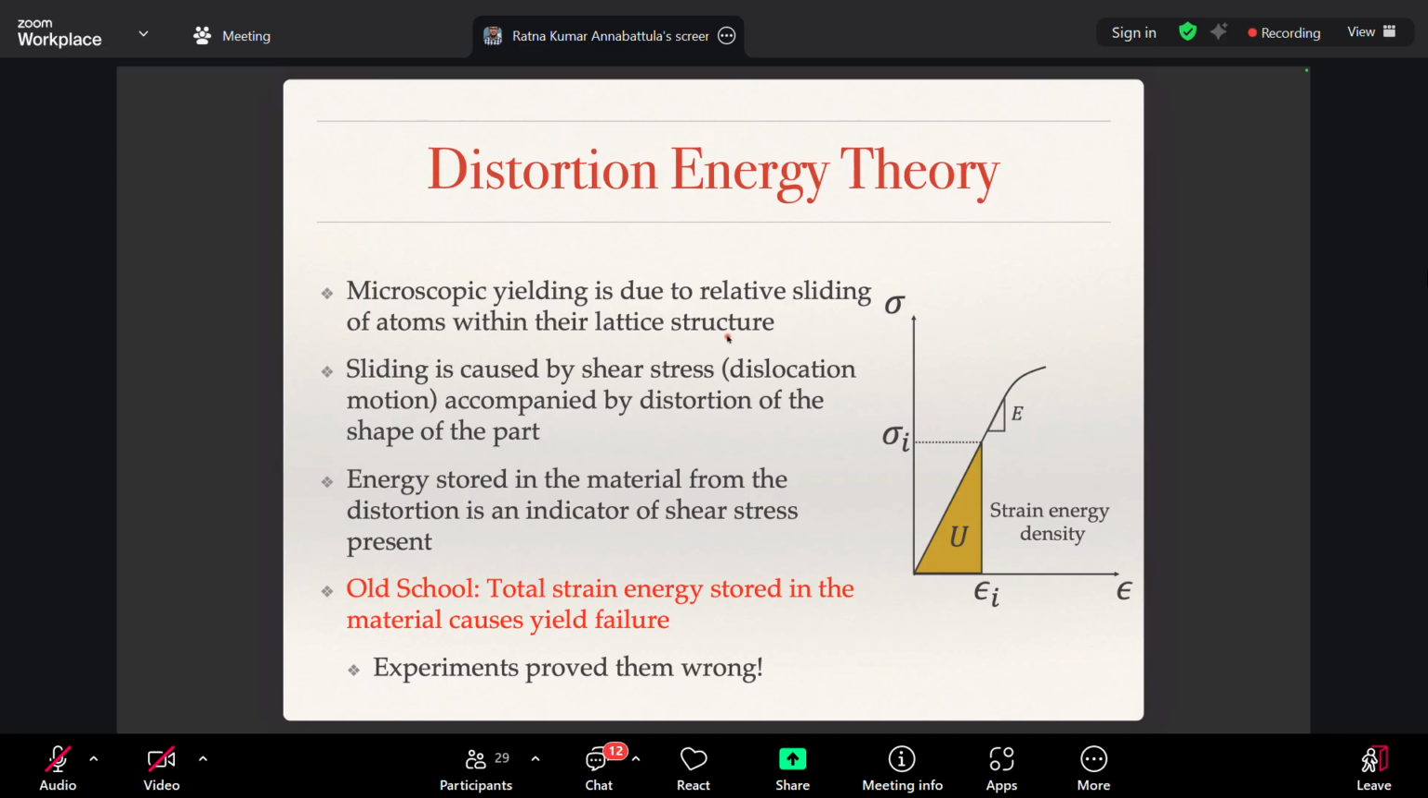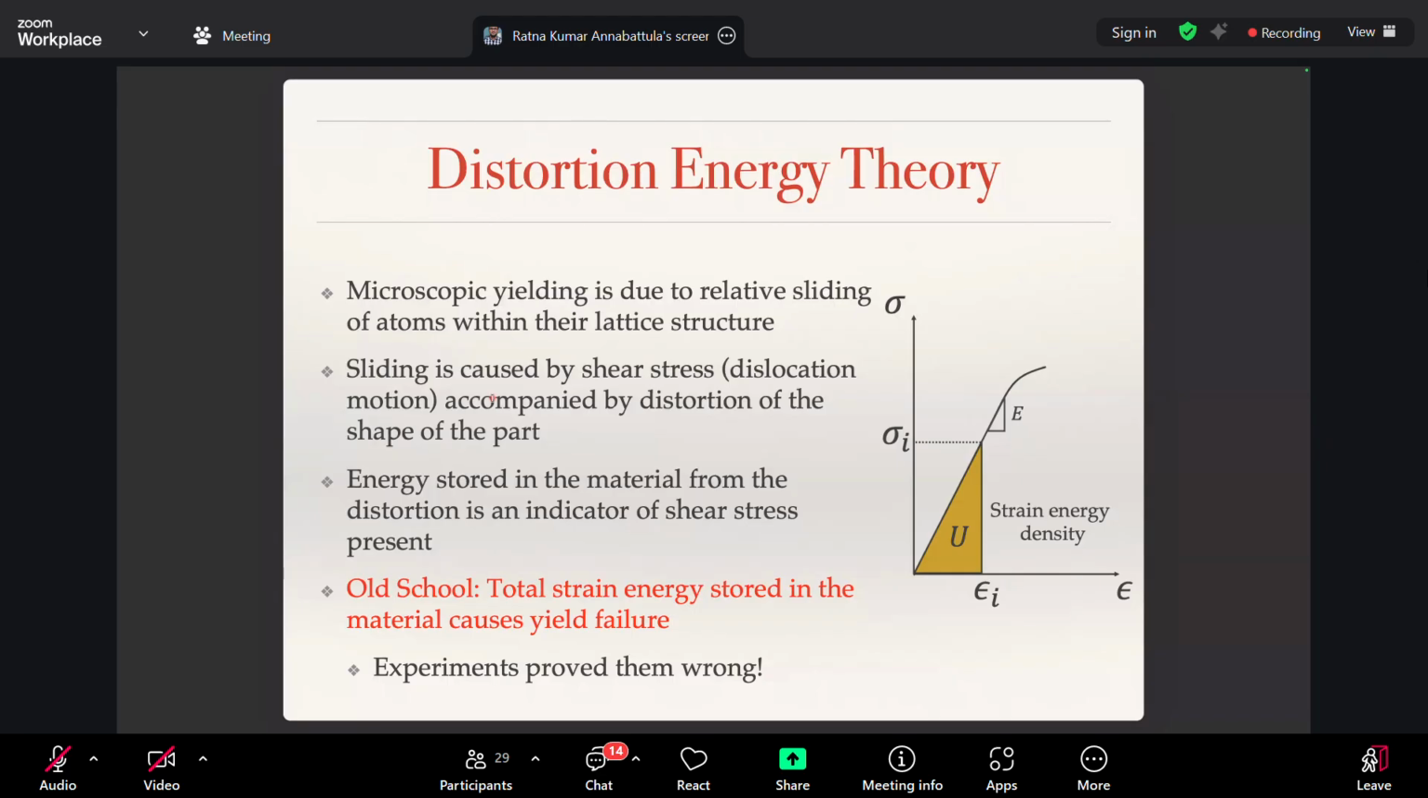When the material is subjected to macroscopic shear, locally these atom planes shear past each other, and that is what we see as plastic deformation. This sliding of atom planes is caused by shear stress, which is also called dislocation motion. As a result, your lattice will get distorted. That means the lattice will change its shape.